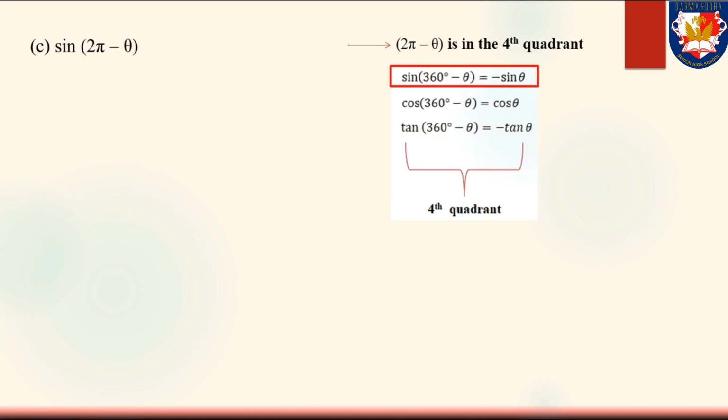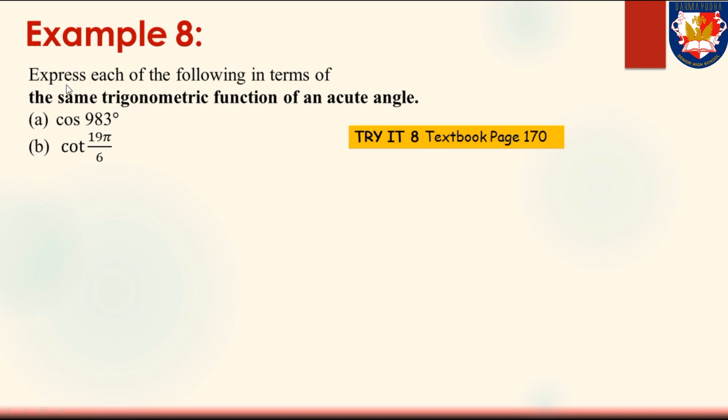Part C, sine of 2 pi minus theta. 2 pi minus theta is in the fourth quadrant. So we will use this formula. So sine of 2 pi minus theta equals negative sine theta. Since sine theta is 0.435, negative sine theta equals negative 0.435. Example 8. Express each of the following in terms of the same trigonometric function of an acute angle.